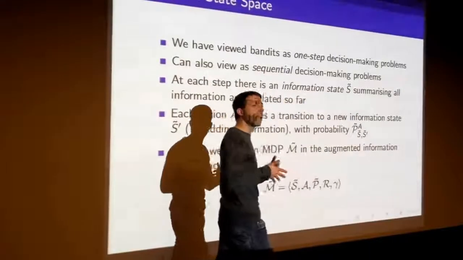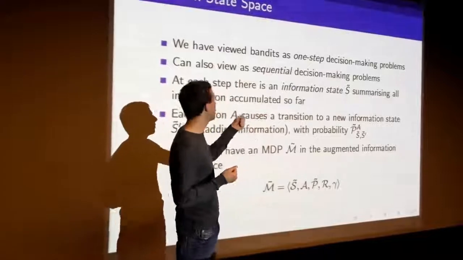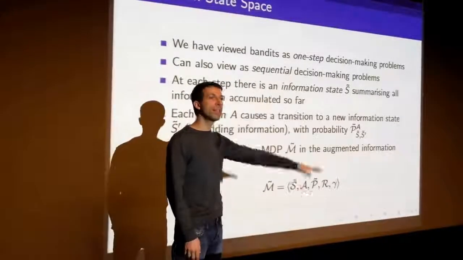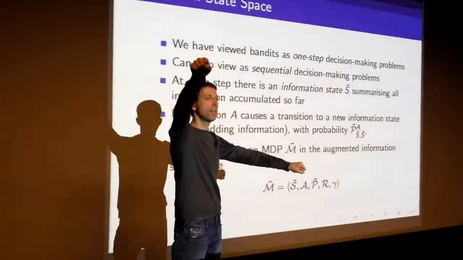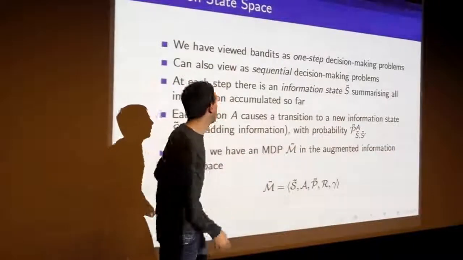That's what we know so far. This is a summary of all the information we've accumulated so far. So this summary we can think of as like, I've pulled this lever 3 times and this lever 5 times. That would be an example of an information state.